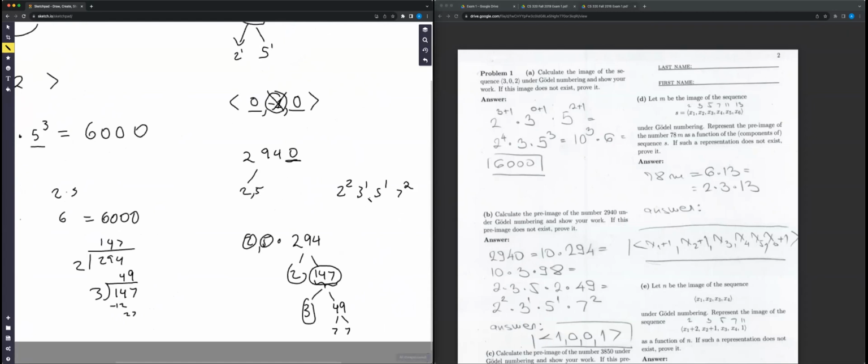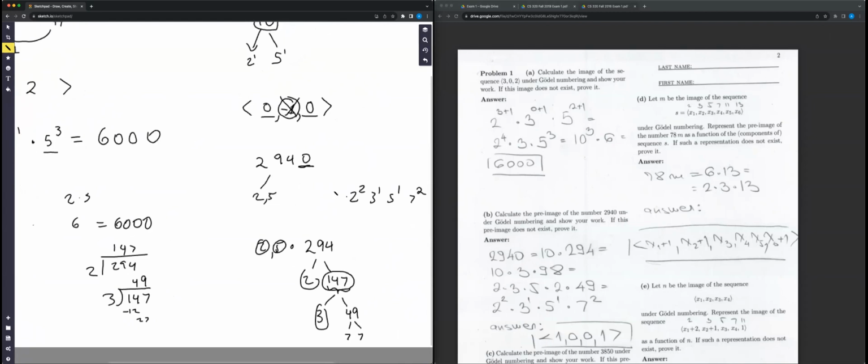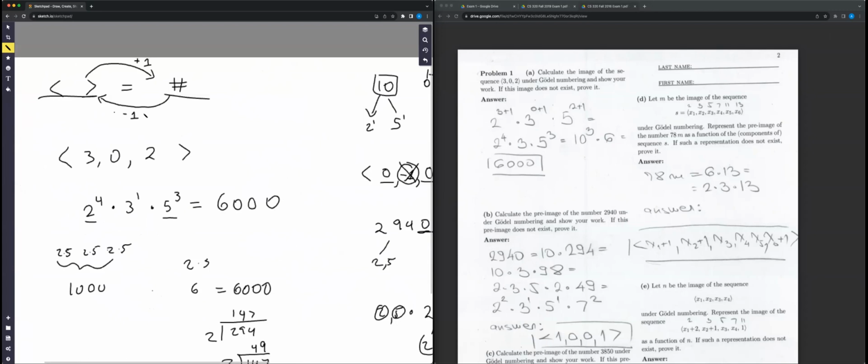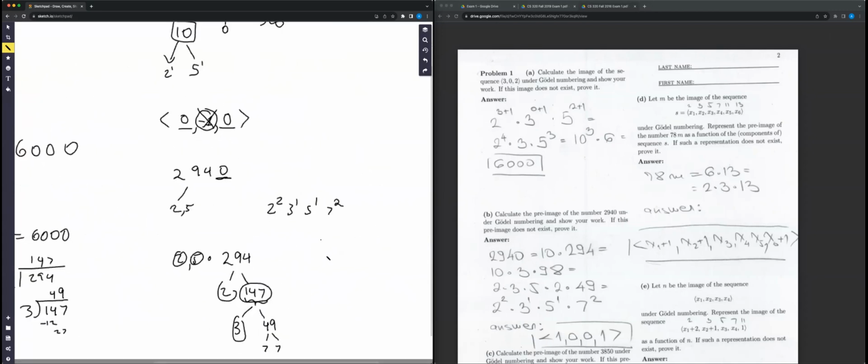Okay. And then from here, I just follow the rule. This is from number to sequence, which means I subtract 1. Okay, so I have a 2, so that means the first number is a 1. I have a 1, so the second number is a 0. The next number is a 0. The next number is a 1, and that's our answer.